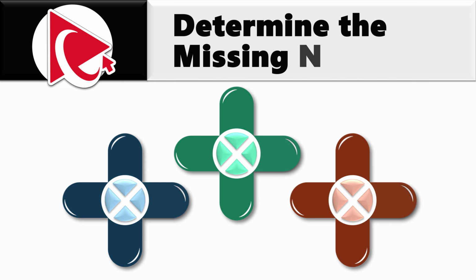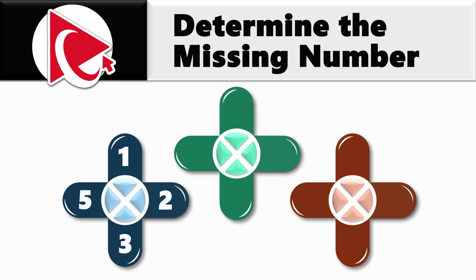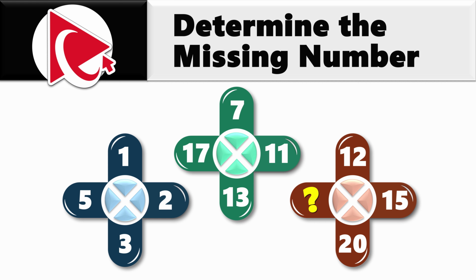In this question, you're presented with three unusual-looking shapes. Each shape has numbers. The first shape has numbers 1, 2, 3, and 5. The second shape has numbers 7, 11, 13, and 17. And the third shape has numbers 12, 15, 20, and then comes the missing number, which you need to calculate and select out of four possible choices.